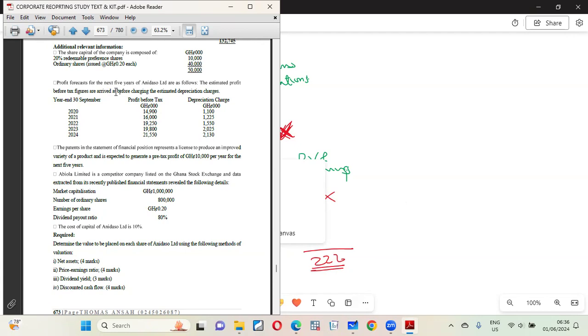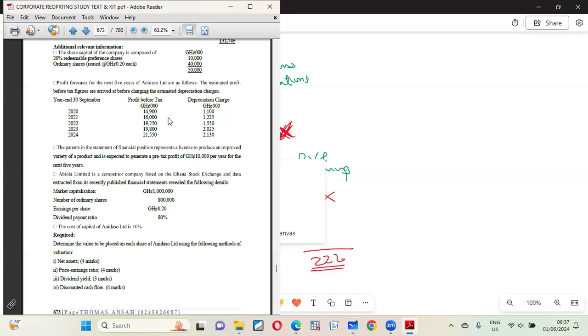So this one, he didn't give you the profit after tax. He gave you profit before tax. So profit is profit, whether after tax or before tax. And he says that they arrive at the estimated profit before tax figures before charging depreciation. So will you add the depreciation back, or will you leave it like that? No, you will not add. You see, you have to read the question very well. Okay, you will not add.